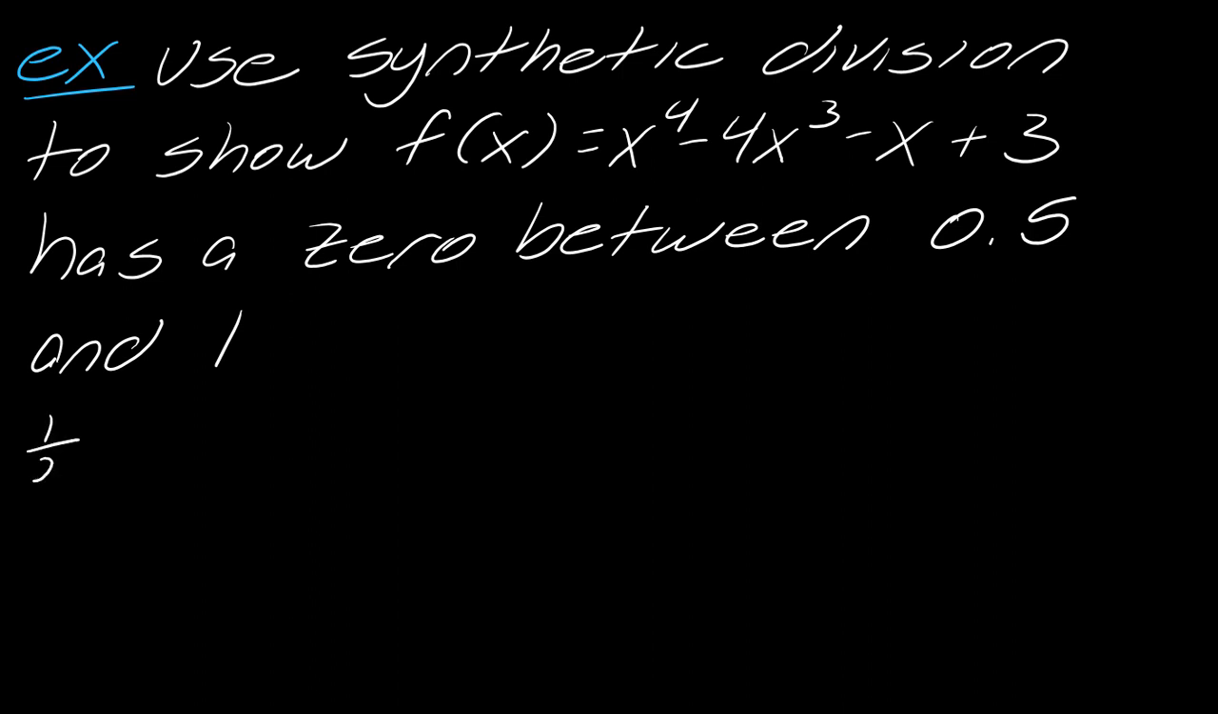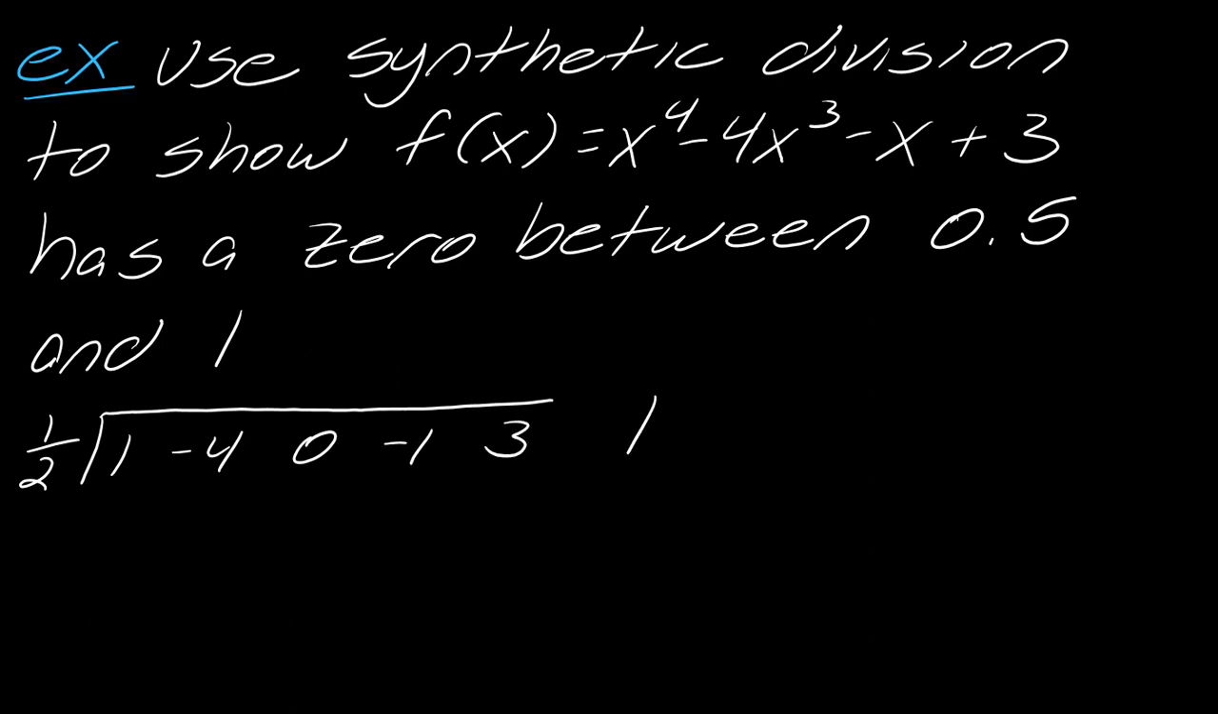Okay, so now I'm going to set up the synthetic division twice. So this will be 1, -4. Don't forget the 0 placeholder, -1 and 3. And then this will be 1 on the outside, 1, -4, 0, -1 and 3.